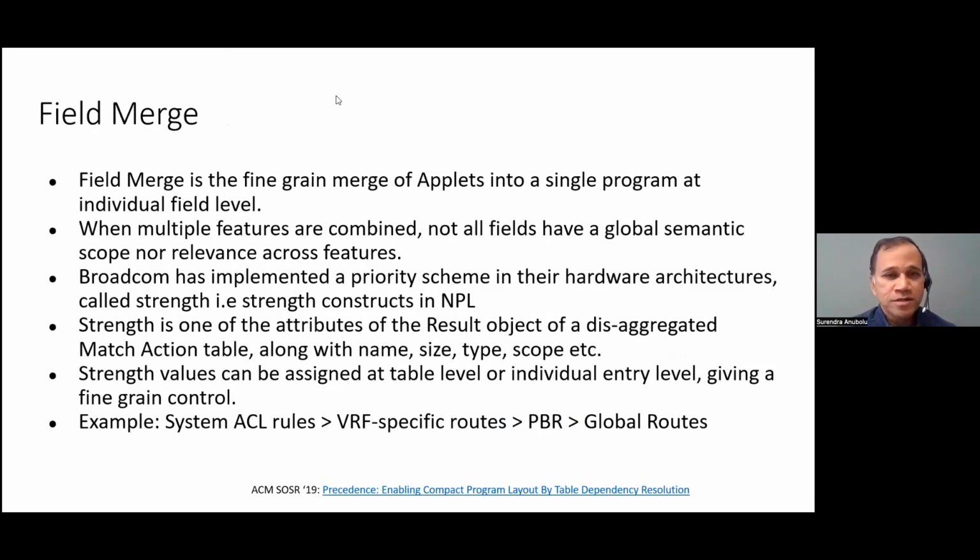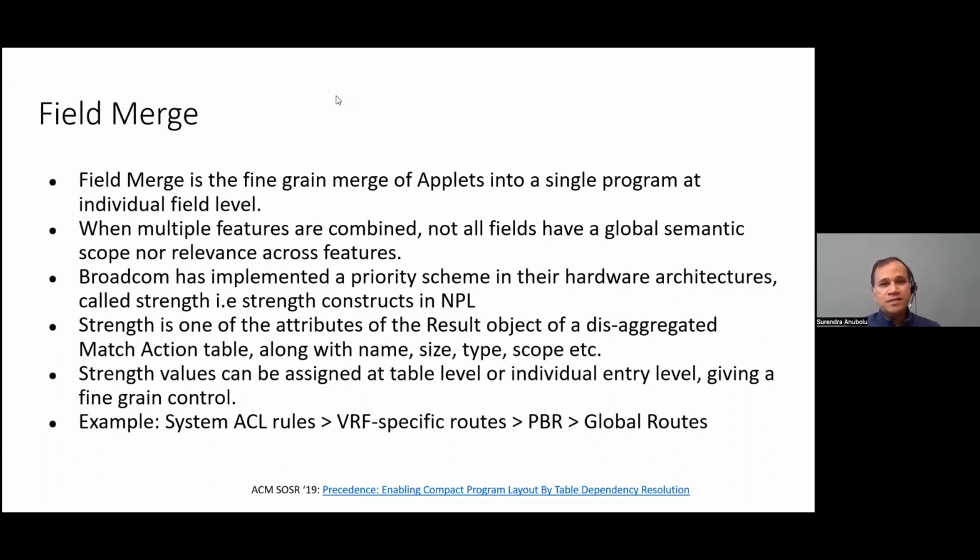Venkat talked about various ways of merging. The field merge is the fine grain merge. Here, every applet could be producing many fields. Even with or without applets, it's very natural in a switching pipeline that features produce outputs, for example, where the packet should be forwarded, and whether the packet should be admitted or dropped. So many table lookups can produce that.